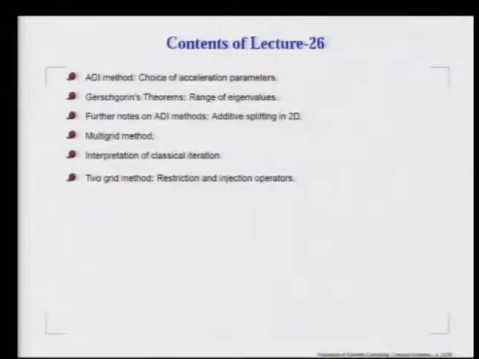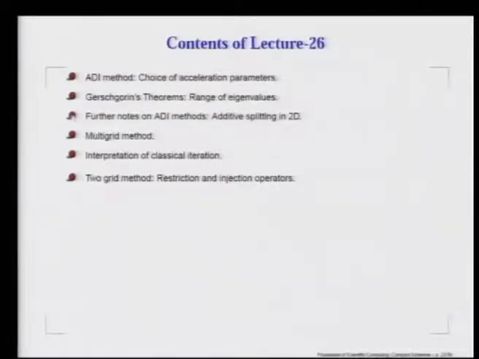In lecture 26, we are going to begin with a review of the ADI method that we have discussed so far and talk about the choice of acceleration parameters, namely the Peaceman-Rachford and Wachspress methods. We will talk about Gershgorin's theorem that identifies various disks where the eigenvalues reside, and once we know the eigenspectrum, we can find out the acceleration parameters.